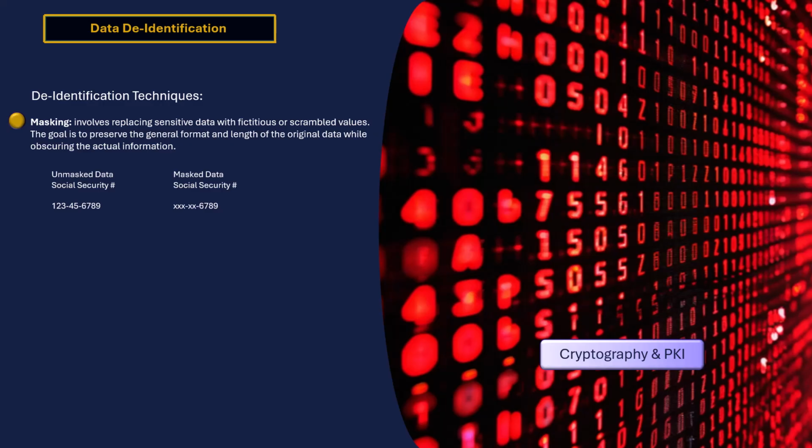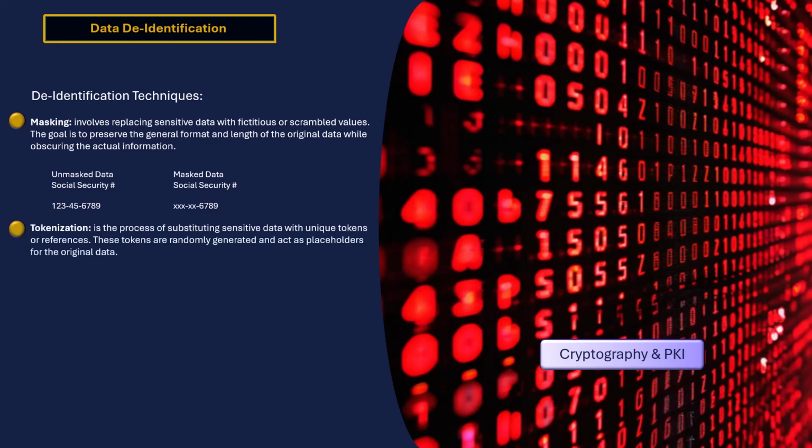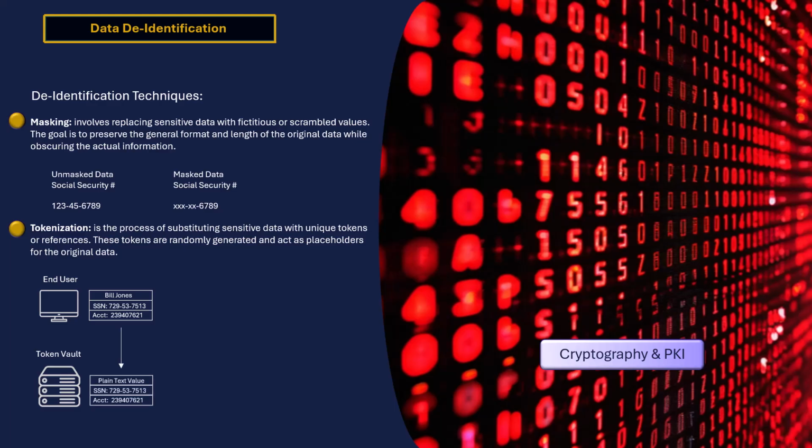Another de-identification technique is tokenization. Tokenization is the process of substituting sensitive data with unique tokens or references. Personal data can include personally identifiable information such as names, social security numbers, credit card details, and health records. This data is stored in a token vault, is then mapped to a corresponding token in a secure database, or token vault.